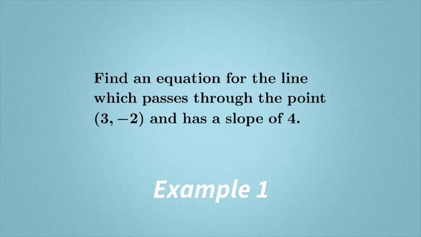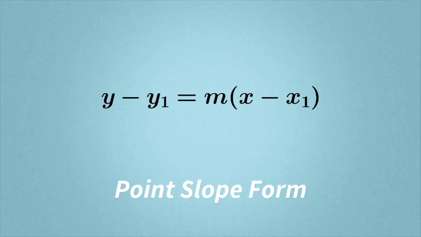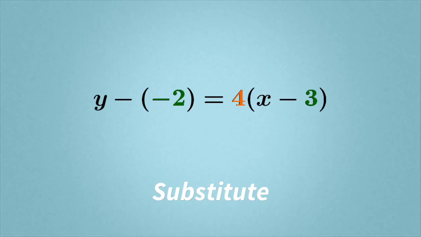passes through the point (3, -2) and has a slope of 4. To begin with, we write down the point-slope form and then we substitute. In green I have highlighted the x1 and y1 points, and in orange is the slope. Be sure that if you do have any negatives that they get copied over carefully. Notice that we put the -2 in parentheses because there is more than one minus sign.